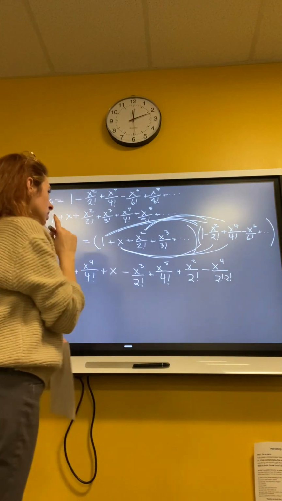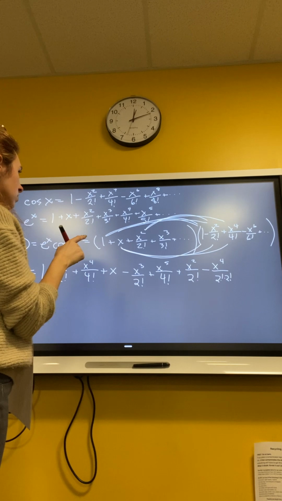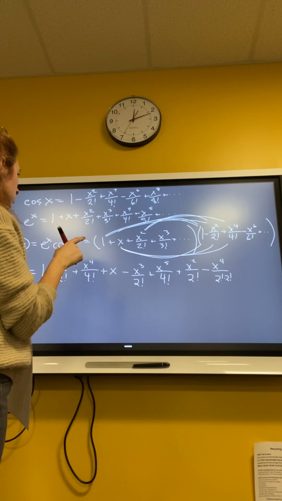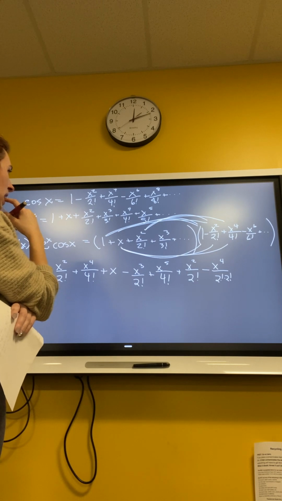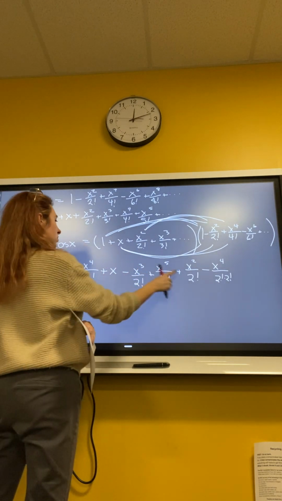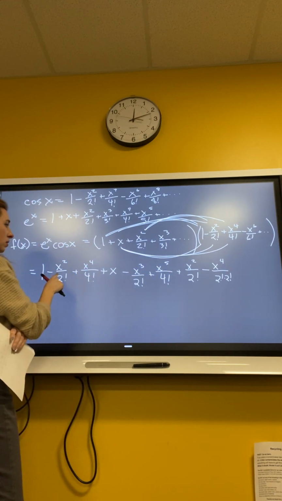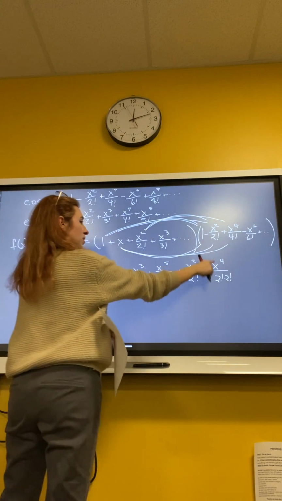Should I go out to the 6th? Because those will cancel. It looks like we have 4 terms. Well, the problem is the x squared over 2 factorials are canceled. So that's going to go away. But then we have 4 different degrees, so you should be fine. 2, 4, 5 terms, right? This is going to cancel with that one.